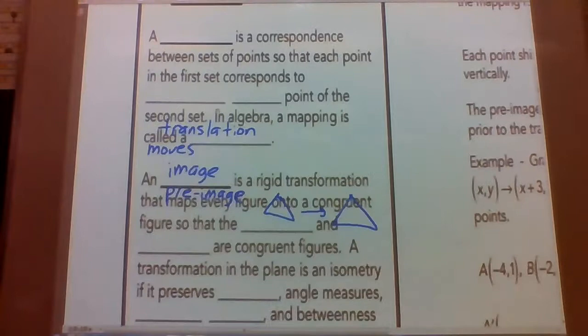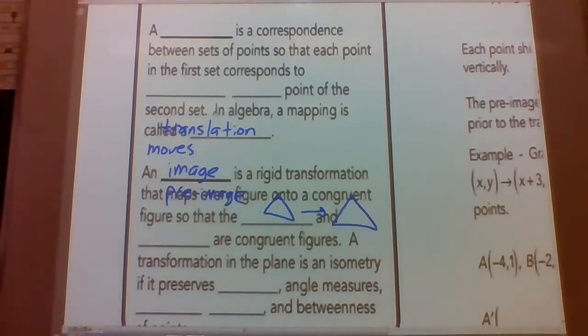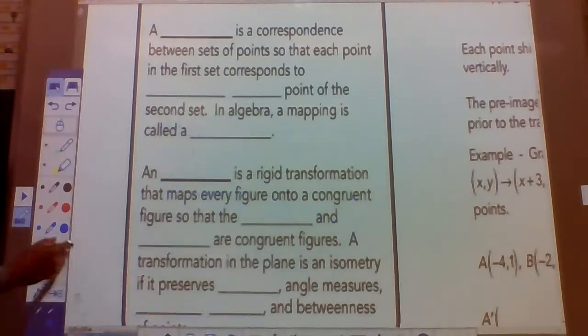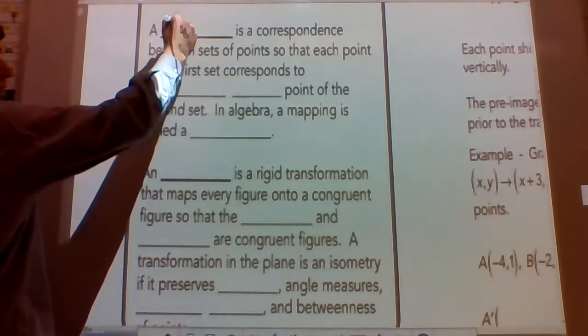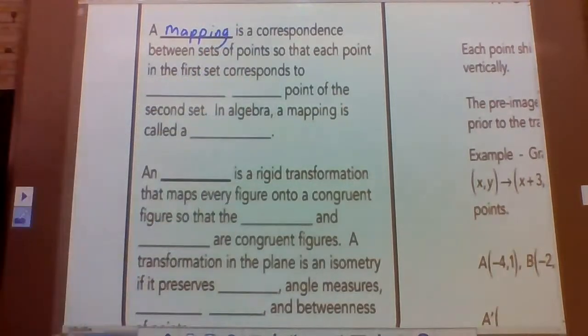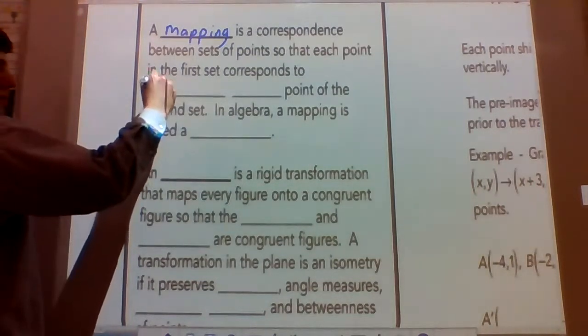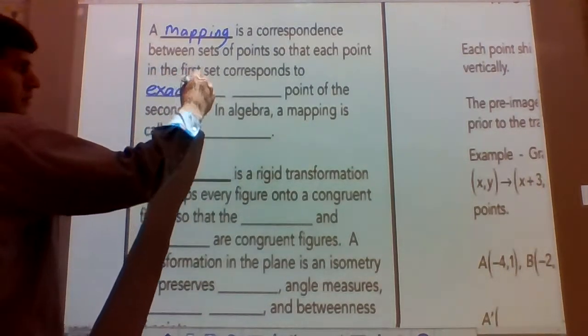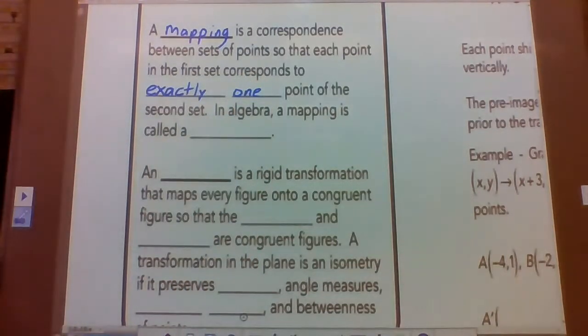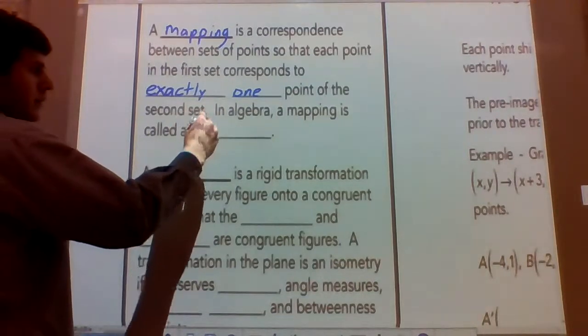Next paragraph. We're going to put a mapping. Okay, a mapping is a correspondence between sets of points, so that each point in the first set corresponds to exactly one point in the second set. In algebra, a mapping is called a function.